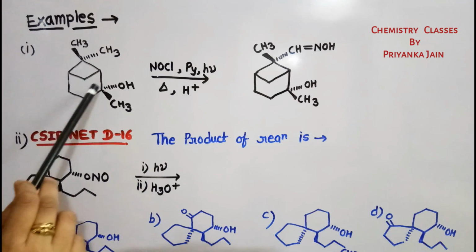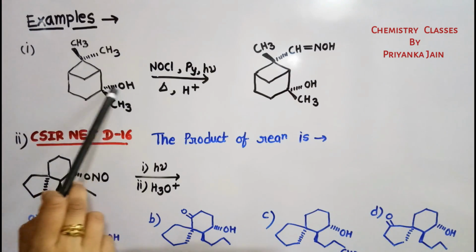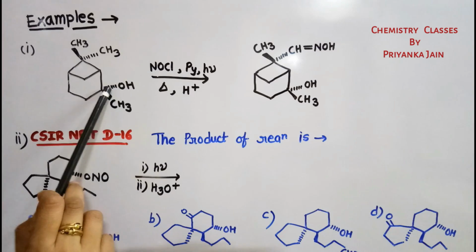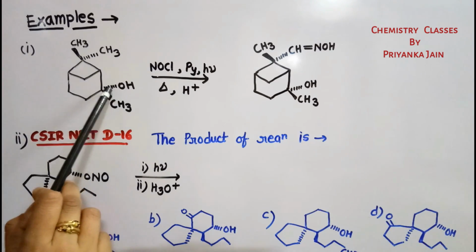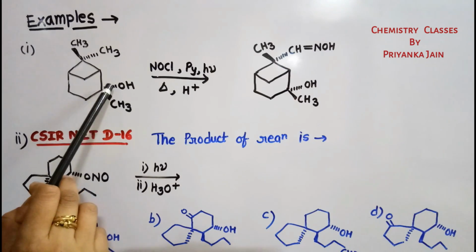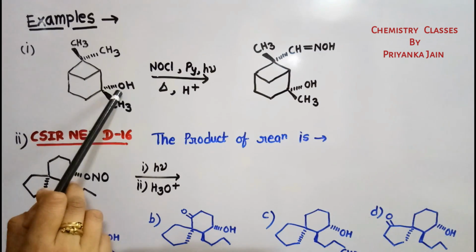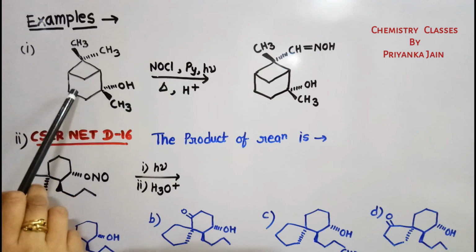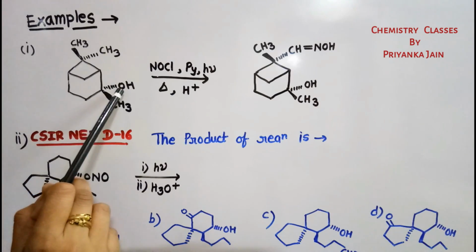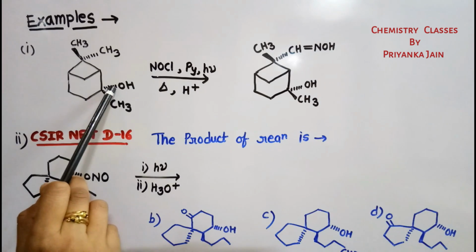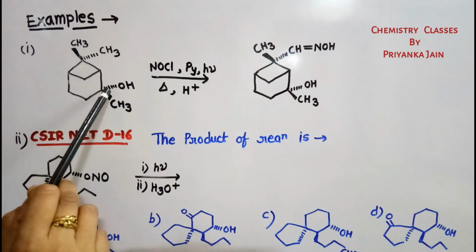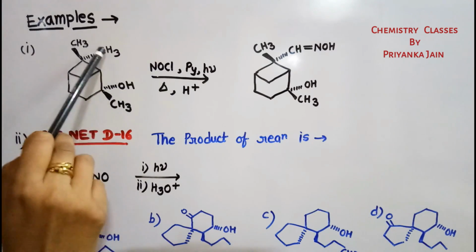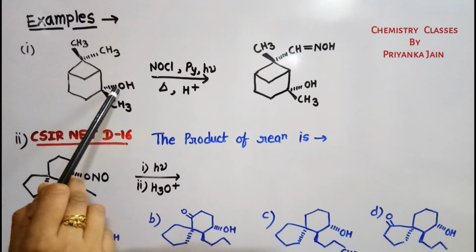We have to see that this OH group is below the plane. And we know that for the Barton reaction, the essential condition is that the delta hydrogen should also be in the same plane as that of the OH group. And here this is the below plane OH group. So the hydrogen atom should also be below the plane so that the two atoms can easily react with each other.